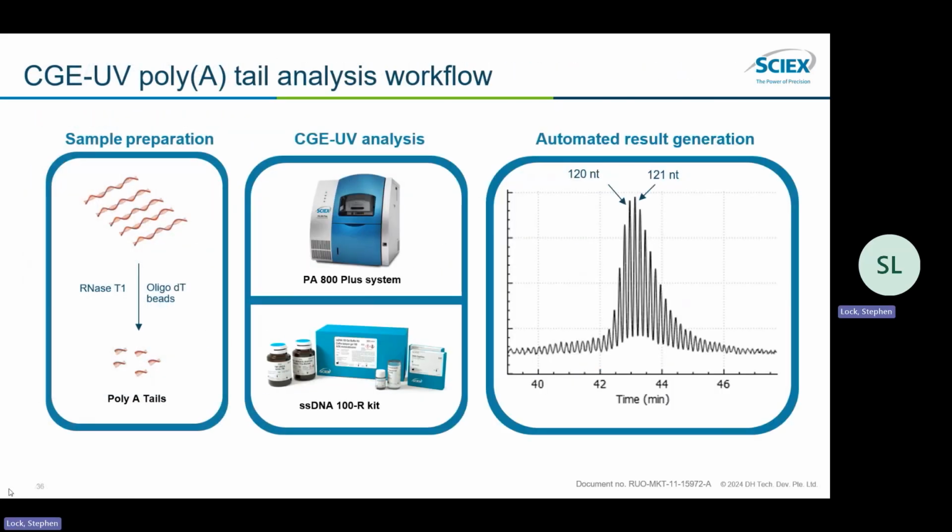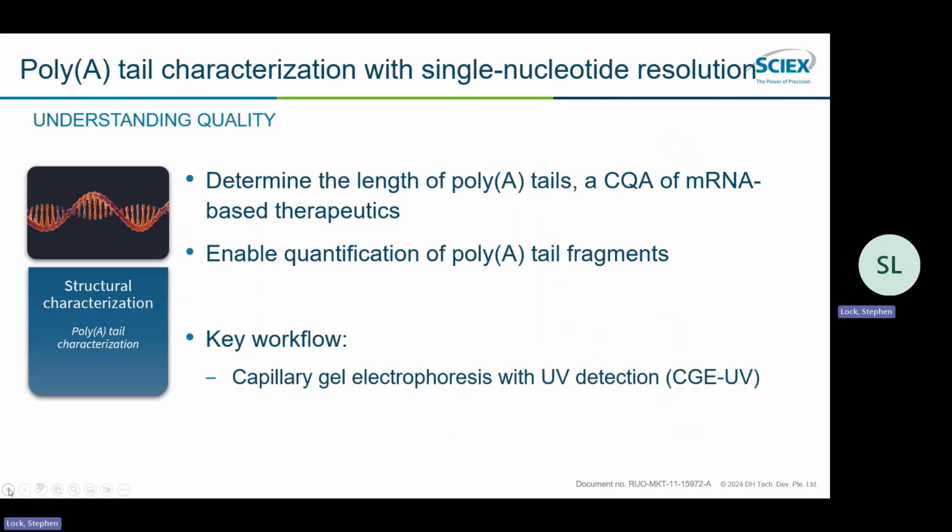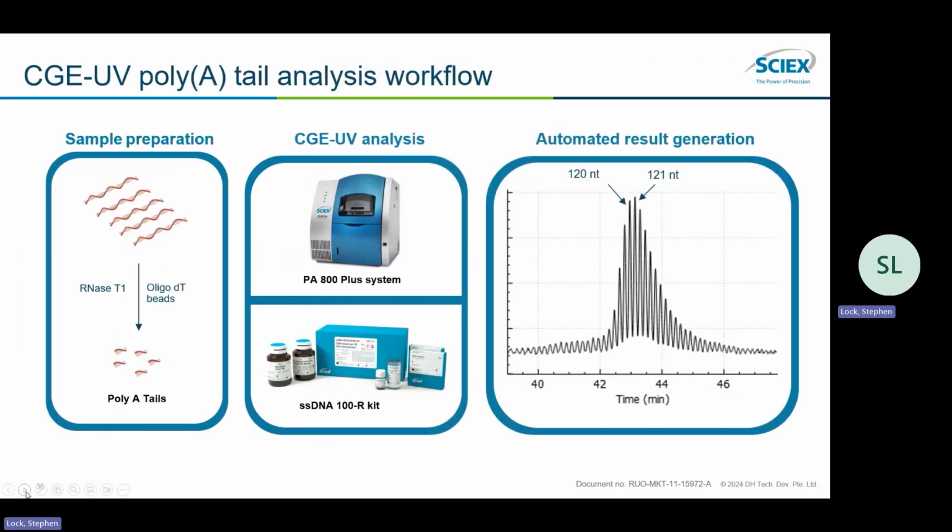Another area we can use CE in this space is looking at poly-A tail characterization. And this is with single nucleotide resolution. So again, we clip off the poly-A tail, and then we look to see how it differs between products. In this case, we use RNase T1 and oligo dT beads to clip off the poly-A tail, and then we look at the lengths you see.